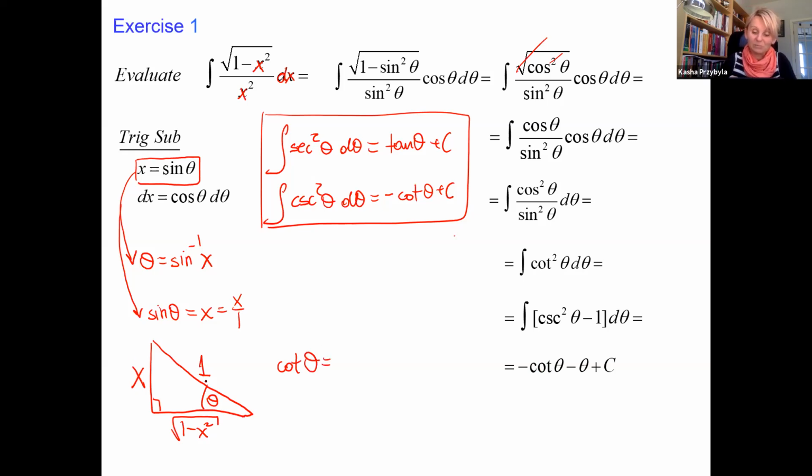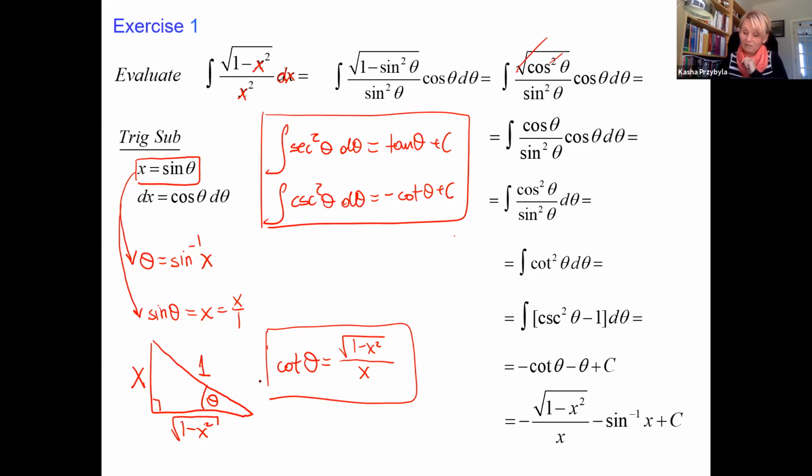Looking at this triangle, cotangent is the adjacent over opposite, which is the square root of 1 minus x squared over the opposite. Really good. We can see the negative came from the formula I just showed, and this is my sign. We can see that's the part, and we work it out.